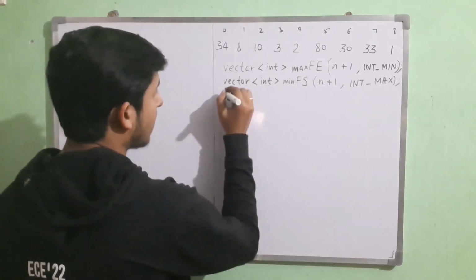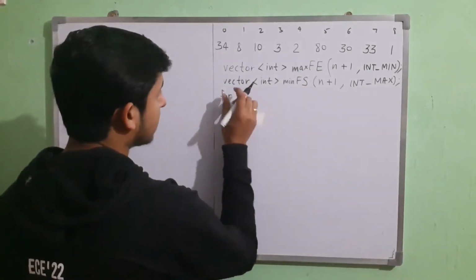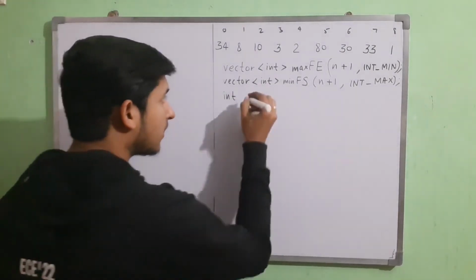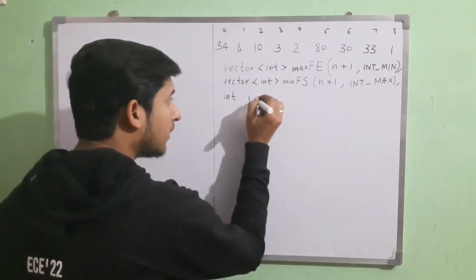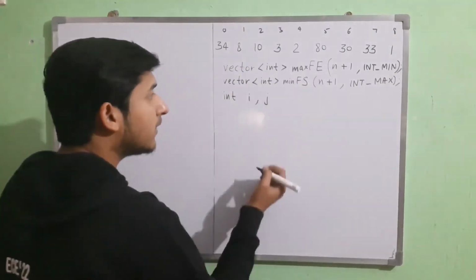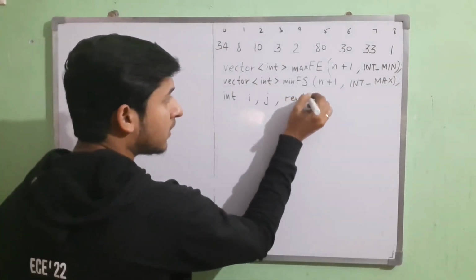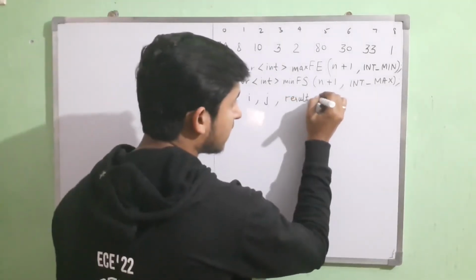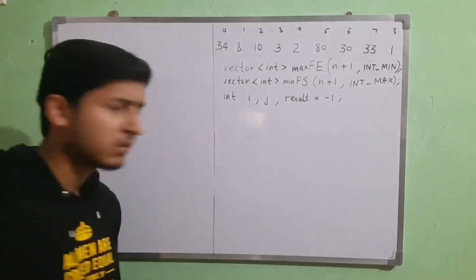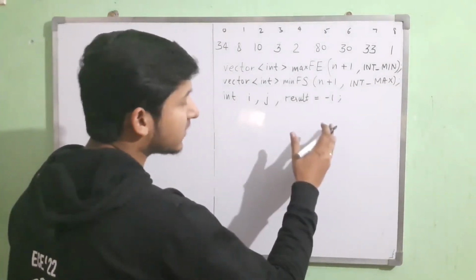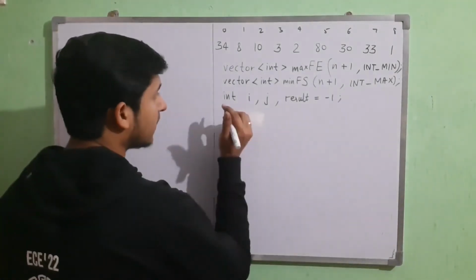Before that I need to initialize some integers. So i will be there, j will be there, result will be there, that can be initialized with -1. Doesn't matter, I can start it with 0 as well. Ultimately it's going to be the right answer only.